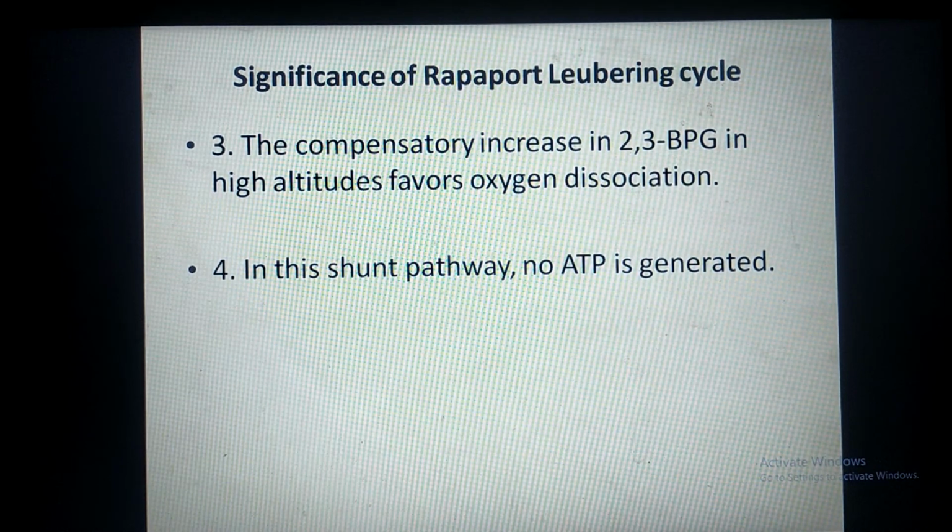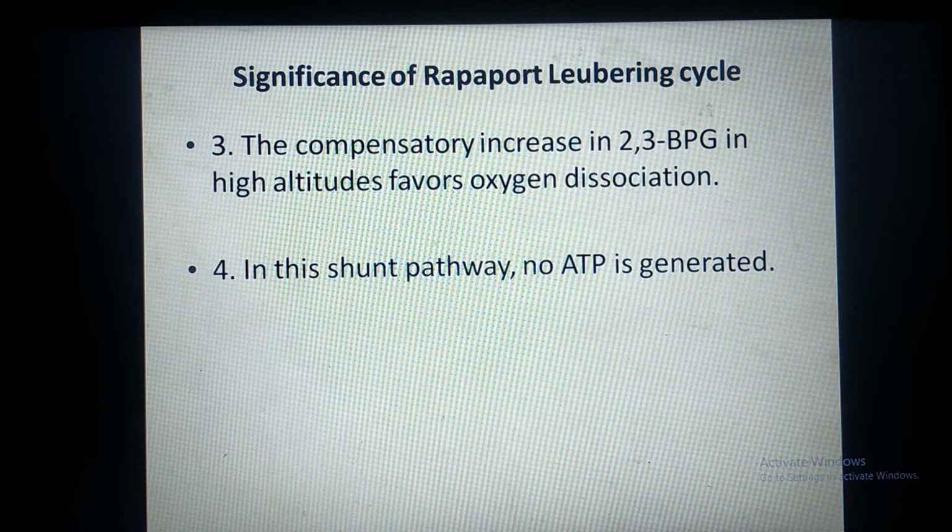Level of 2,3-BPG also increases at high altitude. Again the reason is the same. At high altitude the partial pressure of oxygen in the air is low, due to which again there is hypoxia, which will lead to synthesis of 2,3-BPG inside the RBCs.